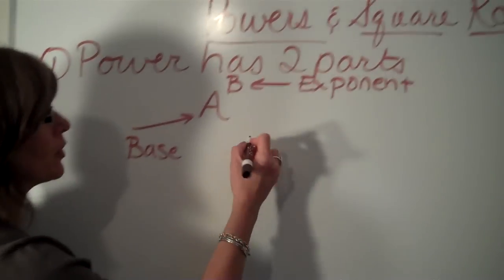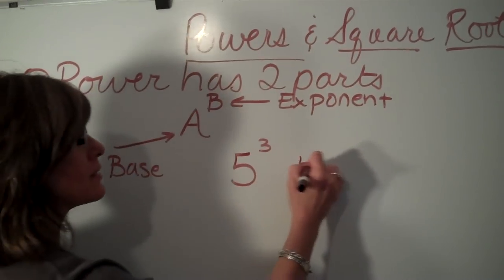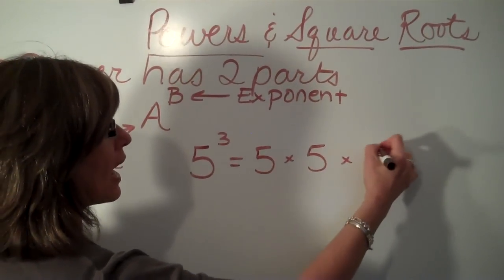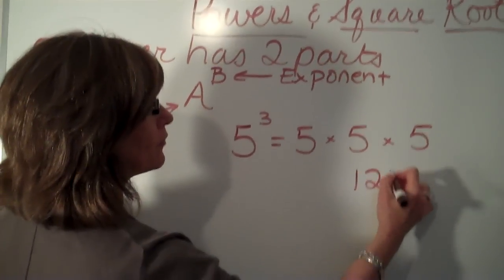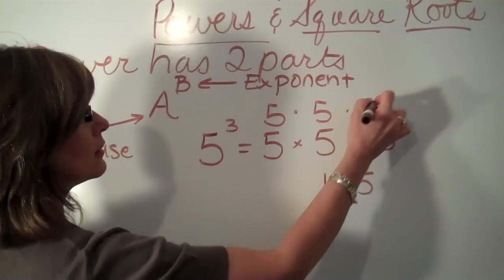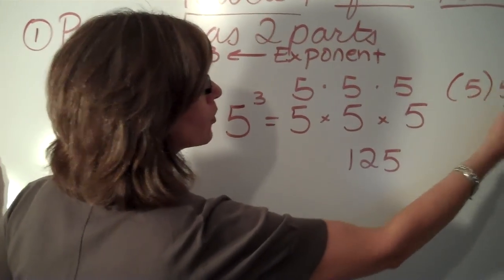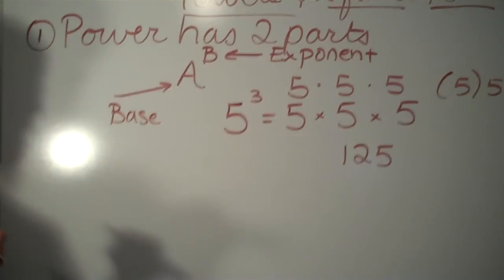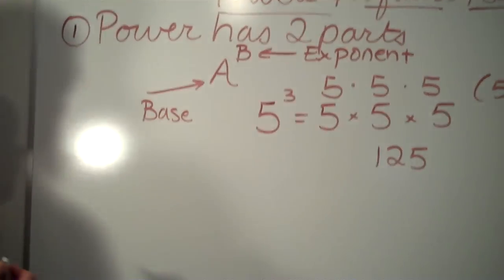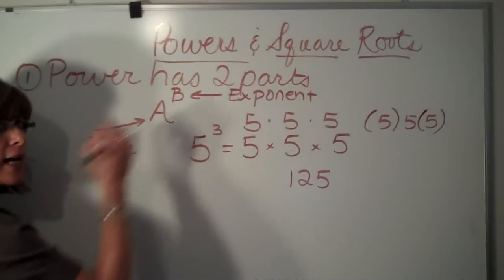So let's put in a number. Let's say 5 to the third power. That means 5 times 5 times 5. And you get 125. Of course, you know that you could write this like this. And you could also write it like this. Or parentheses around both of the 5s. Or let's put another 5.